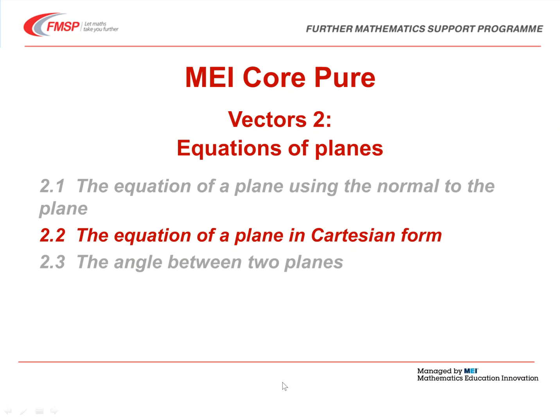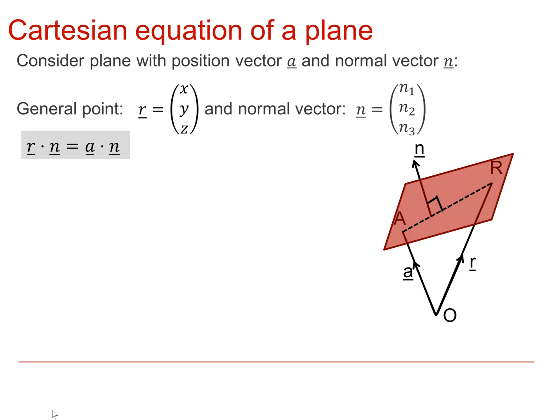You can watch the video straight through, but you will probably find it helpful sometimes to pause the video and try things out for yourself before continuing to watch. We're going to look at finding the Cartesian equation of a plane from a position vector of a point in the plane and the normal vector of the plane. This is a really neat result.